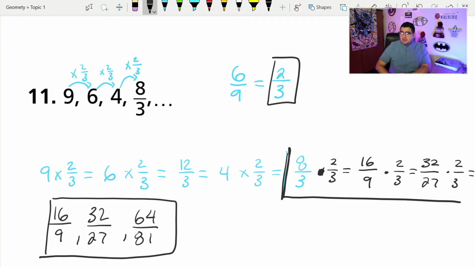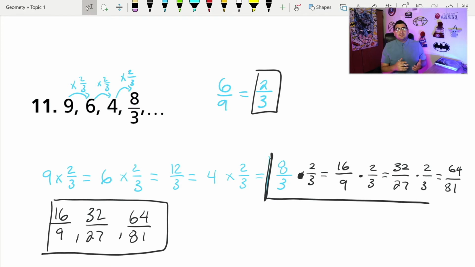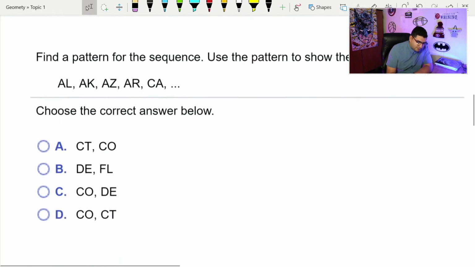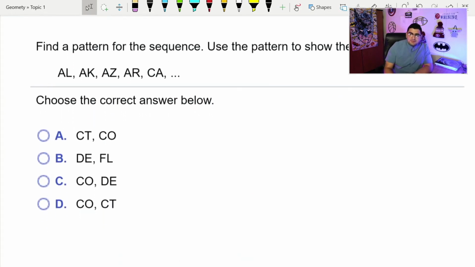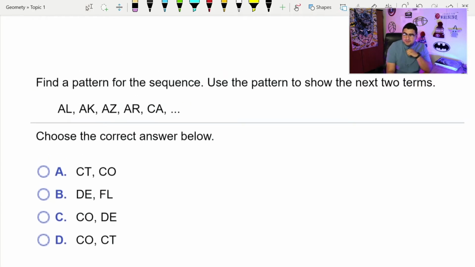Okay. Now this is one way to use inductive reasoning. Inductive reasoning doesn't have to involve numbers. Sometimes there's patterns that don't involve numbers. So let's use inductive reasoning to find a pattern for this sequence. Let's start solving this problem. It says find the pattern of the sequence, use the pattern to show the next two terms.